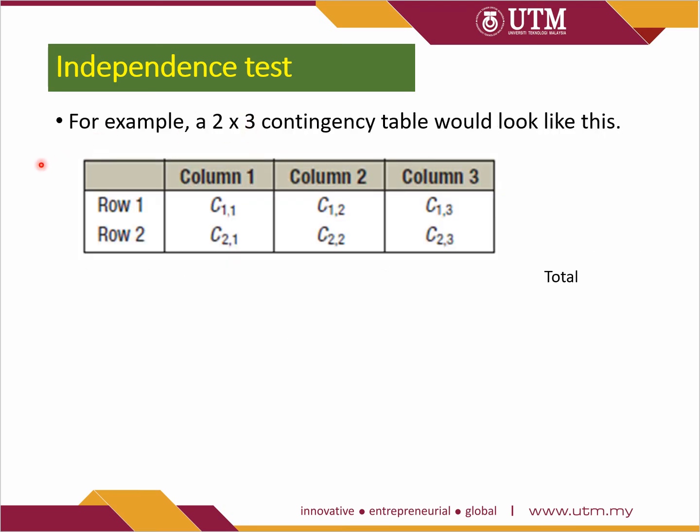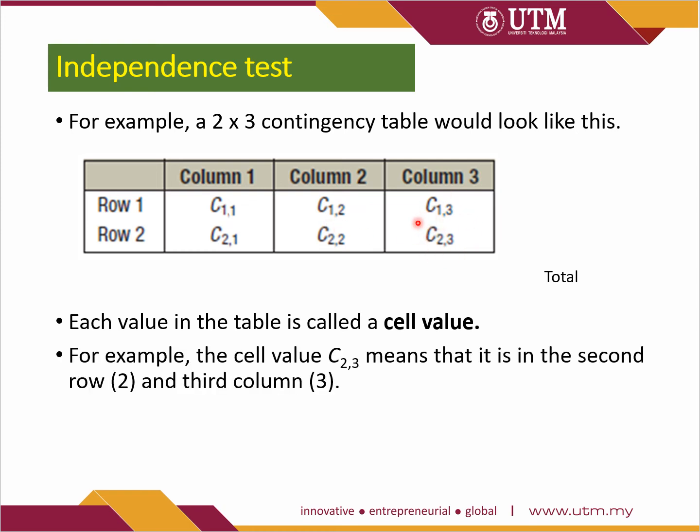For example, we have this 2 times 3 contingency table, which looks like this. Here we have two rows, the first row and the second row. And this one is the column. Remember, columns go up and down, or vertically. This is the first column, second column, and third column. Each value in the table we call a cell value. For example, the cell value C23 means that it is in the second row and third column. So it's the same as a matrix.